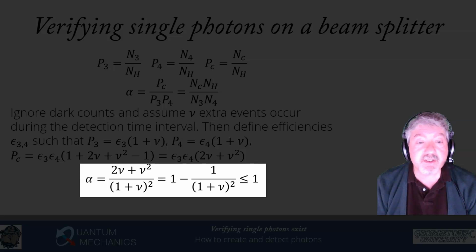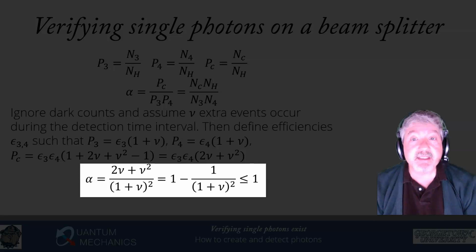So alpha is then written as 2 nu plus nu squared over 1 plus nu quantity squared. Now if I separate out and essentially add 0, I add 1 plus nu squared over 1 plus nu squared, and I subtract 1 plus nu squared over 1 plus nu squared, you see I'm going to get 1 minus 1 over 1 plus nu quantity squared. That term that is being subtracted is a positive number, so alpha is less than or equal to 1. And this is the reason why we say when we have a single photon light source, alpha will be less than or equal to 1.